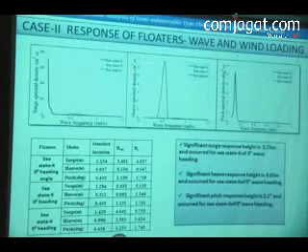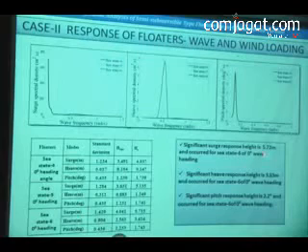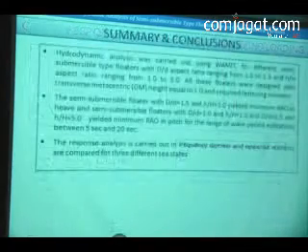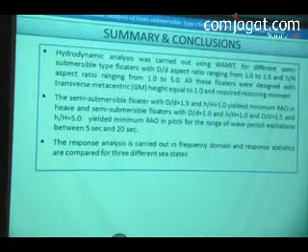We included wind also, and there are significant changes in surge and pitch, because heave was not affected. The significant surge response was 5.72 meters, occurred for sea state 6 at 0 degrees wave heading. Significant heave response height is 3.63 meters, same, and the pitch response is 2.2 degrees and occurred for sea state 6 at 0 degrees wave heading. Salient conclusions.